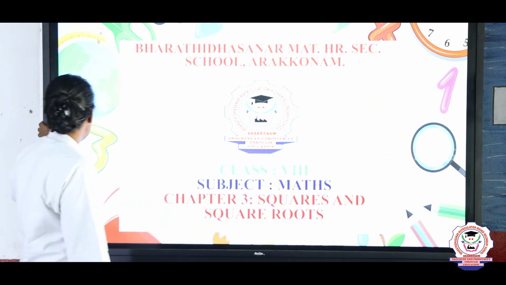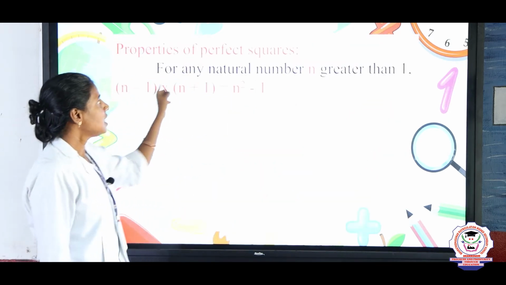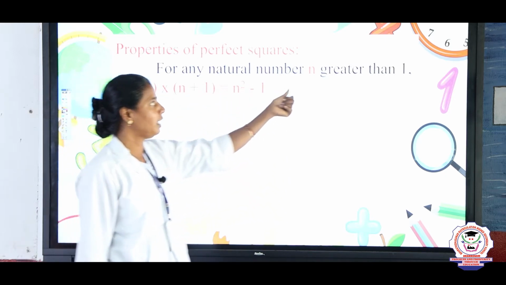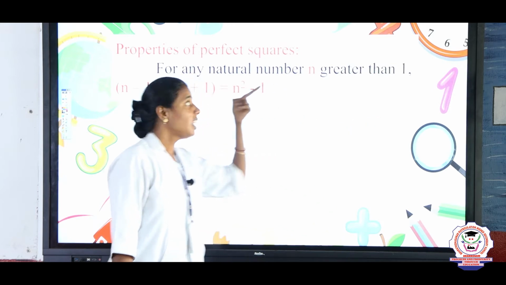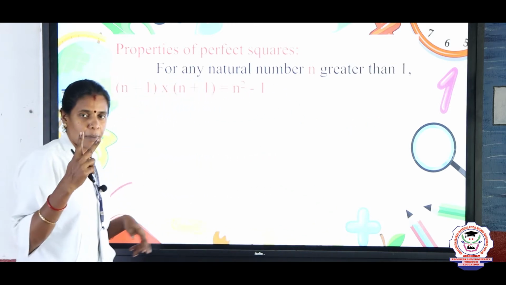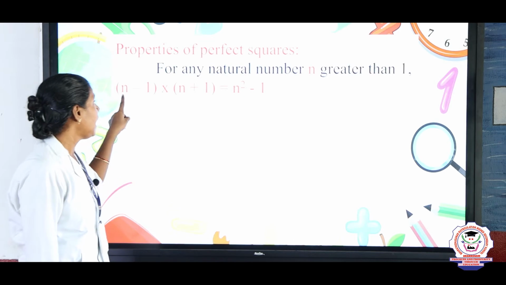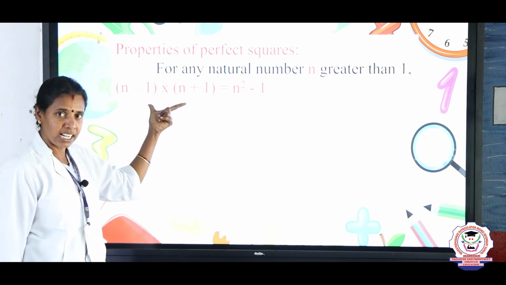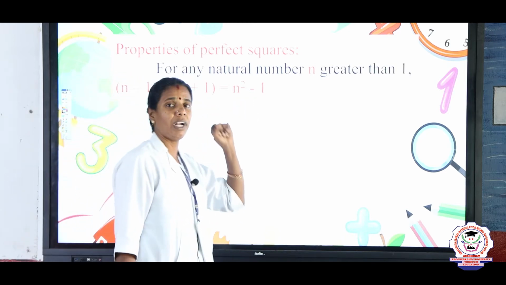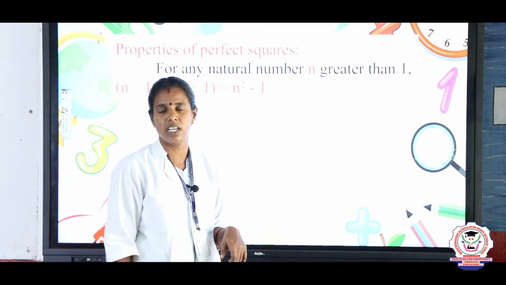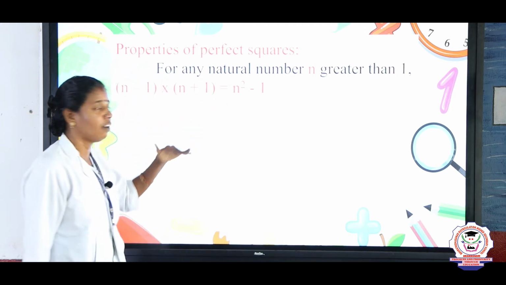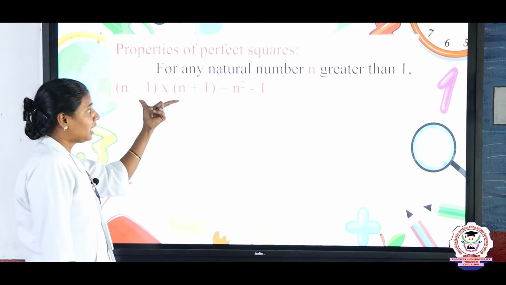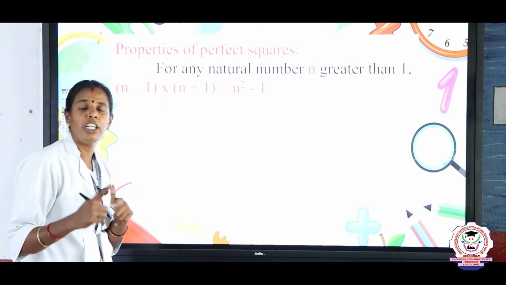The next property: see, the properties of the perfect squares, children. For any natural number n greater than 1, we are going to find the product of two numbers. The numbers should be n minus 1 into n plus 1, right? If the question is in this condition, then we can use this property, which is n square minus 1. It will be easy to calculate without finding the product directly, right? But the condition should be n minus 1 into n plus 1.